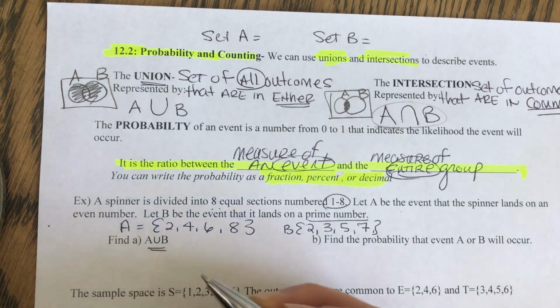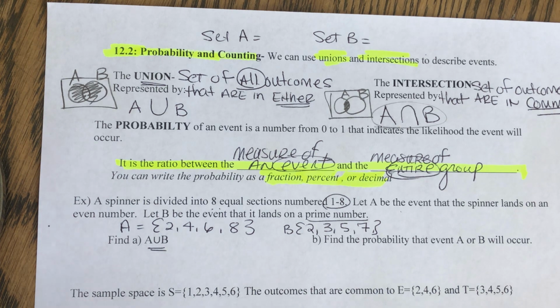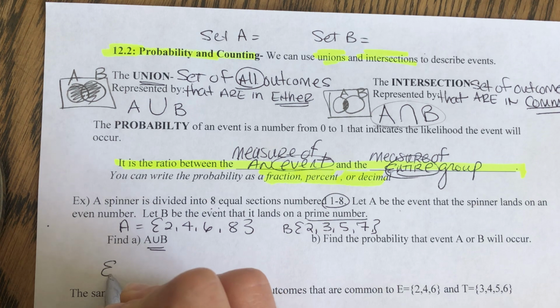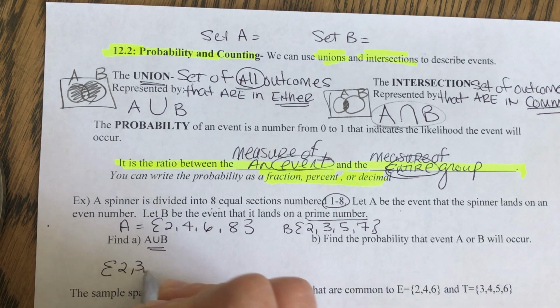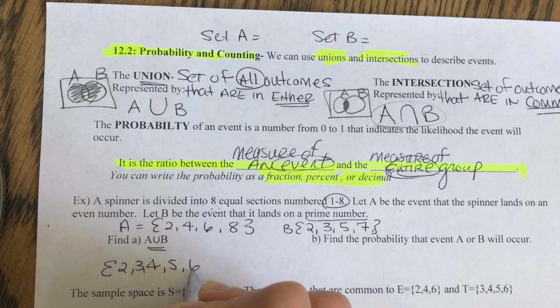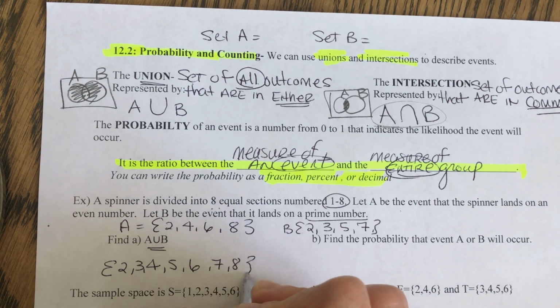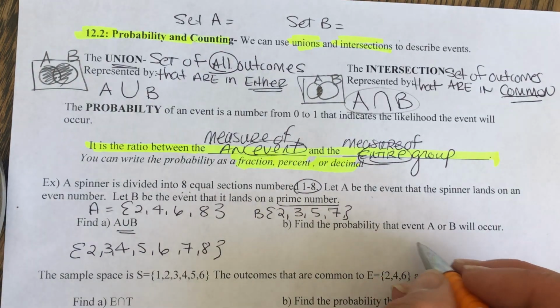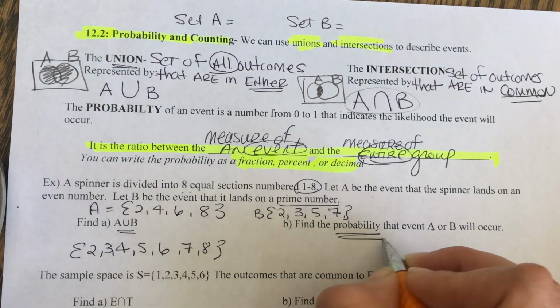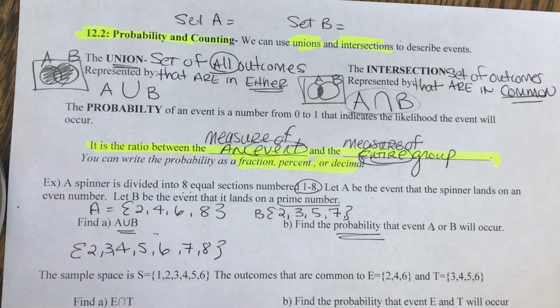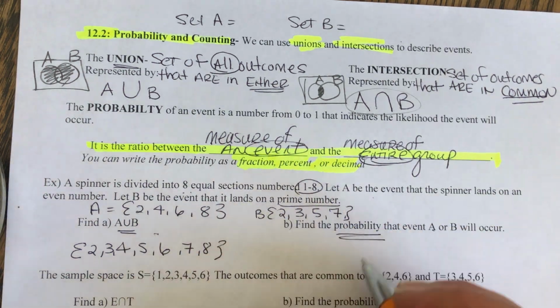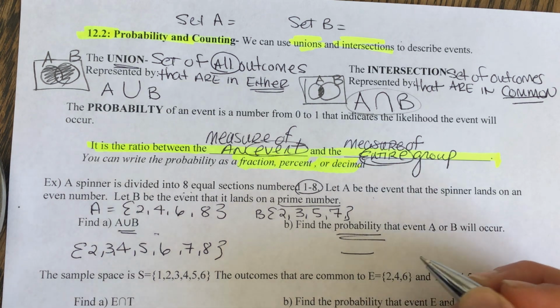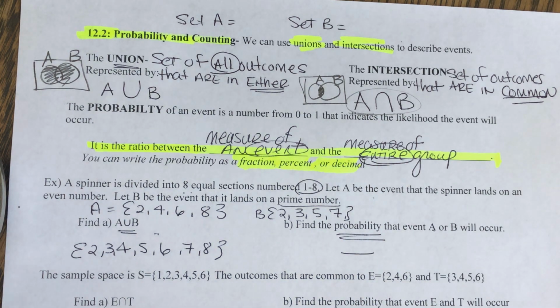So if I want the union, think union, marriage, that's the best way. Union is like a marriage. You want everything together. So we're going to be listing 2, 3, 4, 5, 6, 7, 8. It's all of the outcomes together. Now if I say, find the probability. So now I'm asking you to list and find the probability. The entire group is 1 to 8. So be careful, that's 1, 2, 3, 4, 5, 6, 7, 8. So you have 8 to choose from.